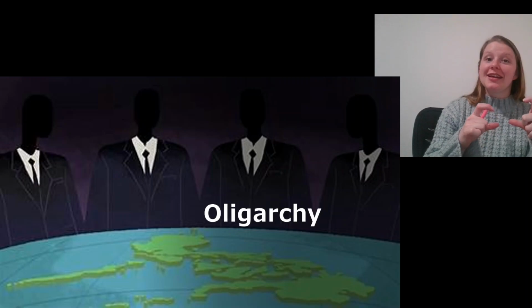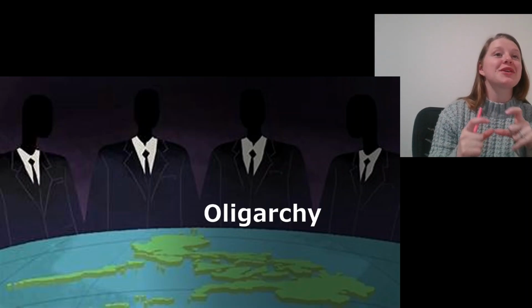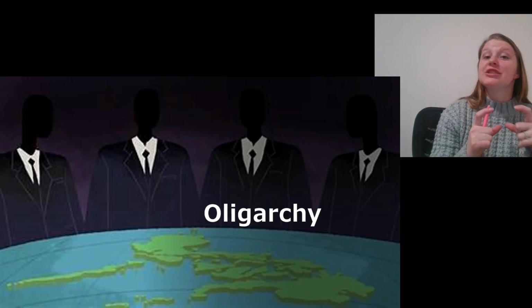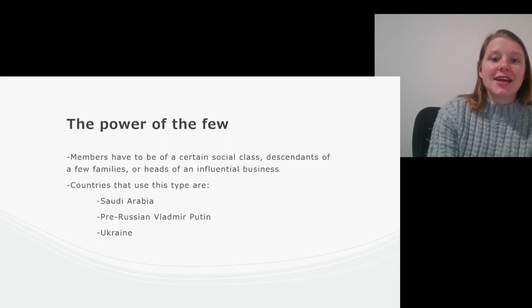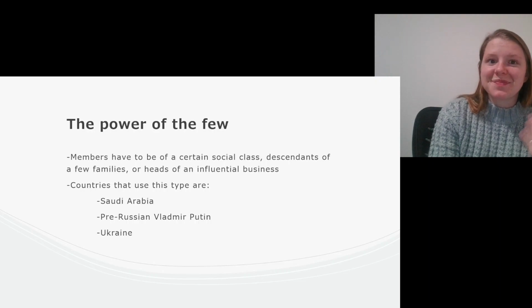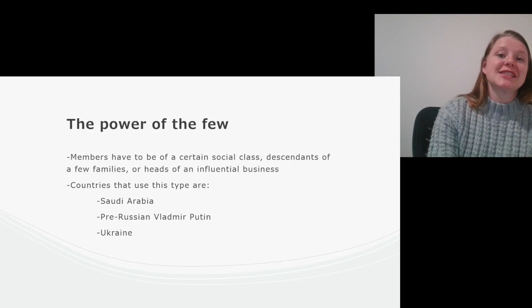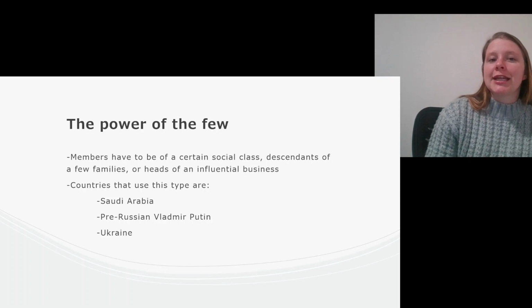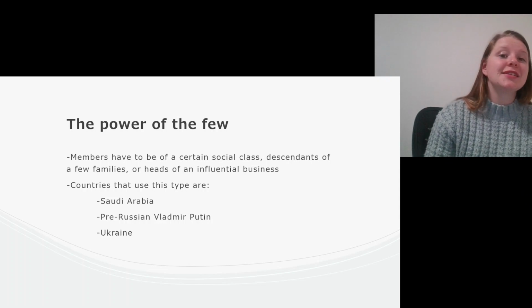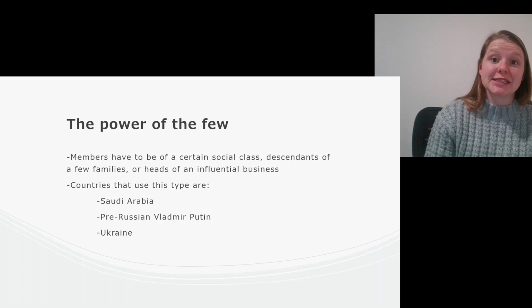So at the beginning, olig, that comes from the Greek, and it means few. So an oligarchy is power of the few. The only way to be part of this government is to be of a certain social class, descendants of a few families, or the head of a few influential businesses.